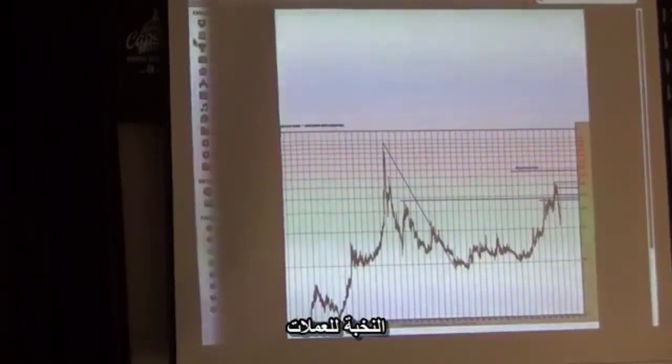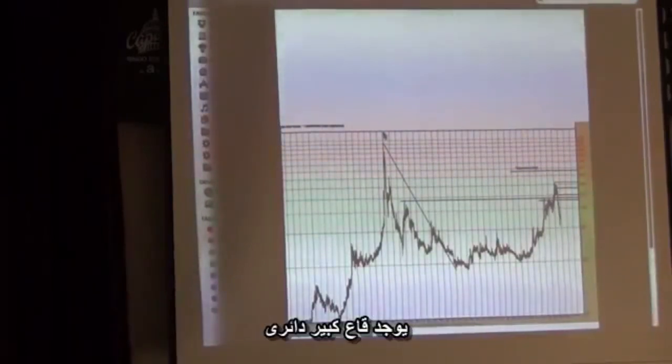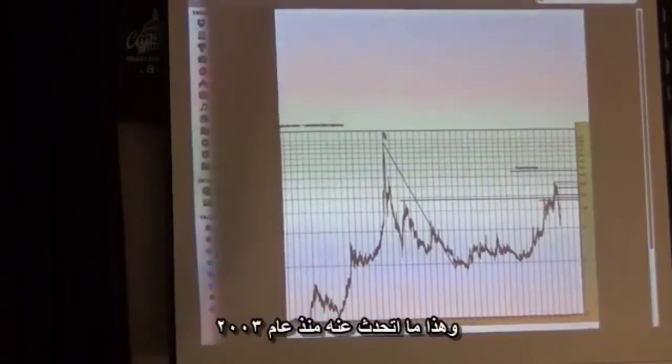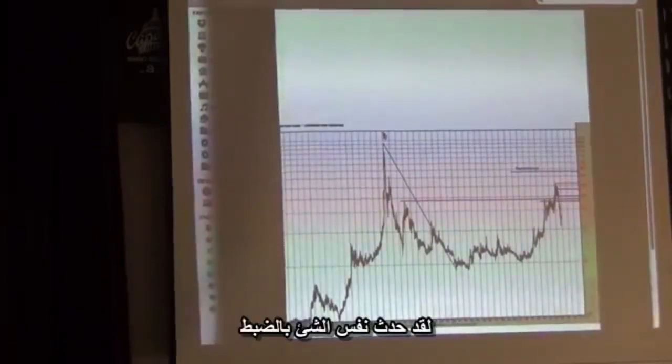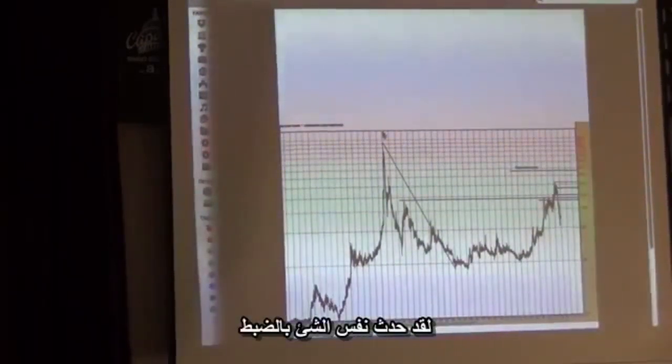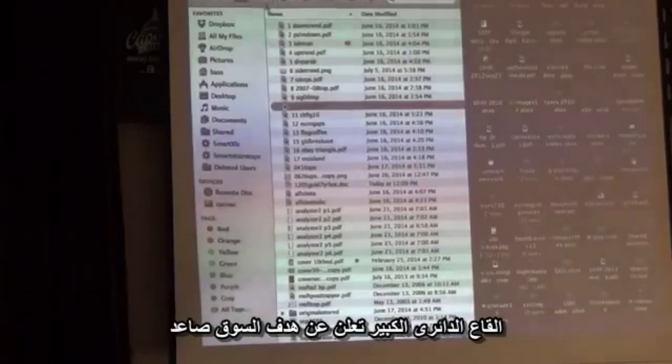The exact same thing happened in gold. There was a huge rounding bottom in gold that I have been talking about since 2003. This exact same thing, the huge rounding bottom that advertised the bull market in gold.